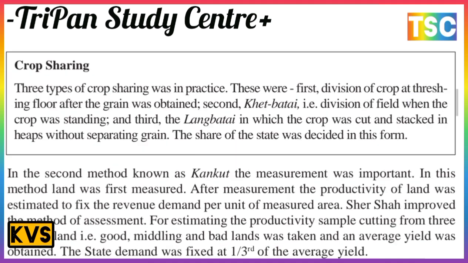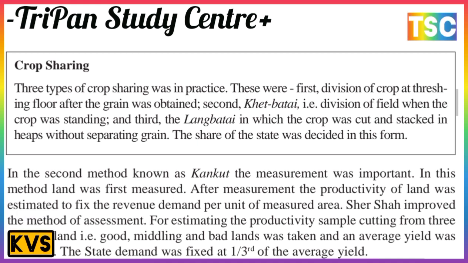Three types of crop sharing were practiced. The very first was division of the crop at the threshing floor after the grain was obtained. Second is khet batai, the division of the field when the crop was standing. Third is lang batai, in which the crop was cut and scattered in heaps without separating the grain. The share of the state was decided in this form.